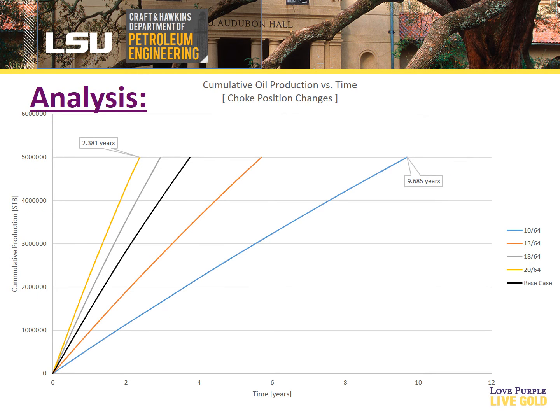This graph represents how choke positions affect the total cumulative production times. As you can see, every case was a complete drawdown of the 5 million barrels, but the times varied differently. At the low end, at a choke opening of 20/64 of an inch, the reservoir was able to deplete in 2.38 years, whereas a choke opening of 10/64 of an inch represents a 9.68 year extent.